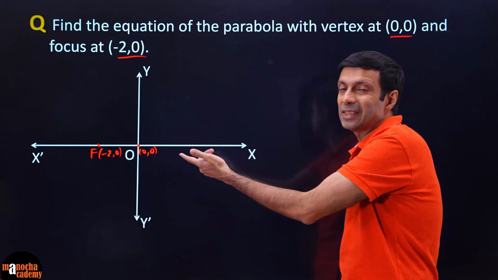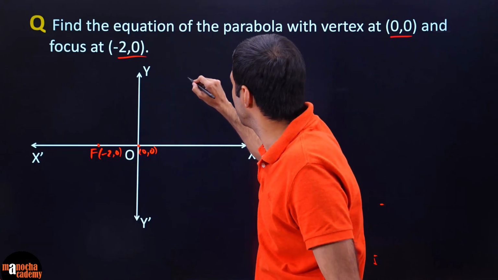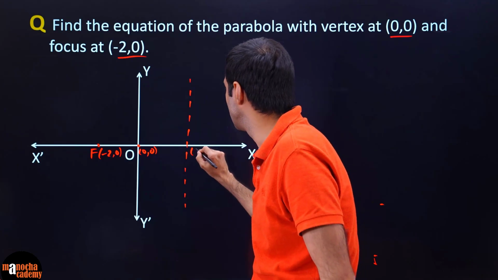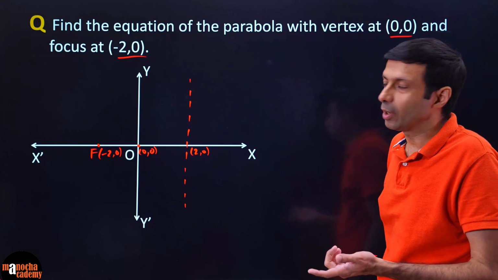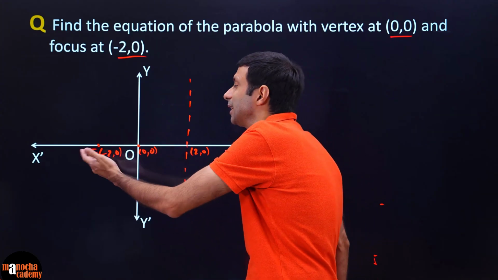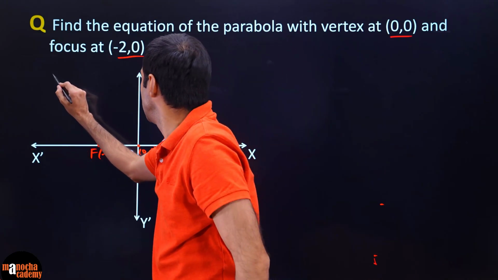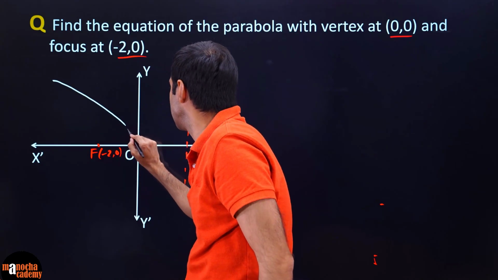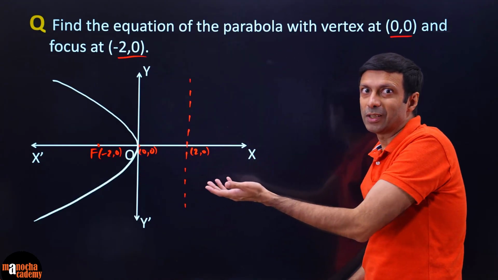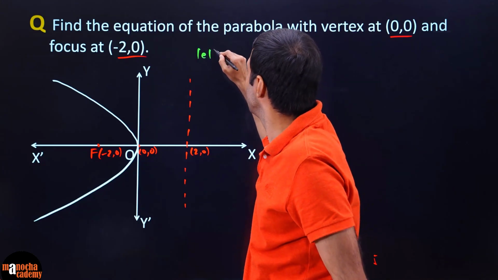So guys, if the focus is there, where will the directrix lie? That's right, the directrix will be here, passing through (2, 0). So clearly, where will this parabola be? With the focus on this side, the parabola will open this way. Do you agree with me? If we draw the rough diagram, the parabola is going to look something like this. So what type of parabola is this? That's right, this is a left-handed parabola.